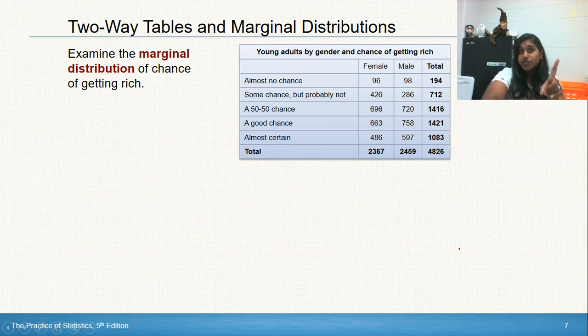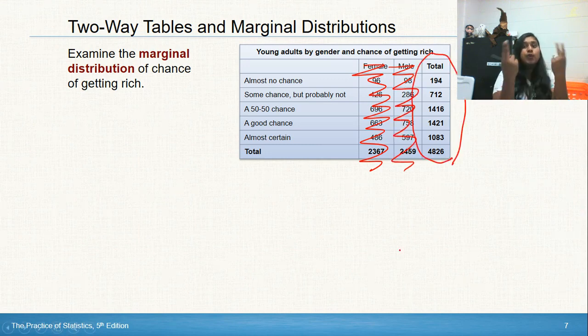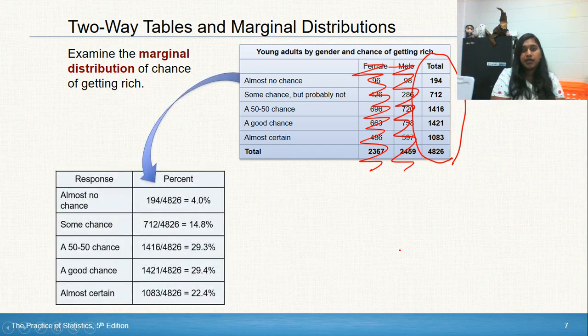First and foremost, marginal tells me I'm going to need to look at them in percents. So am I going to look at the females? No, because that's just one part. Am I going to look at the males? No, that's just one part. So I'm looking at the total of both of my variables, and I'm going to look at their percent. So here's the percent calculation. 194 out of 4,826. 712 out of... and you get your percents based off of that.